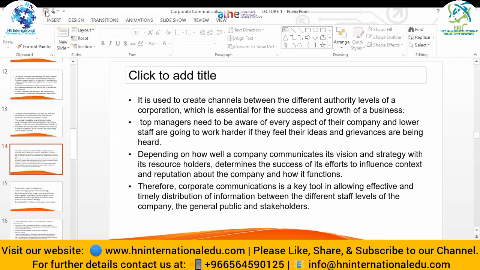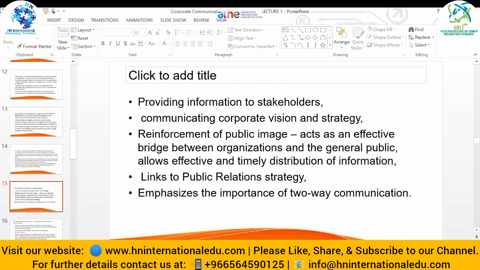Corporate communication is a key tool in allowing effective and timely distribution of information between different staff levels of the company, the general public, and stakeholders. Now, again, we have to be very sure that we have good AGMs, even after every month. Like in the UK, AGMs happen every month, and in Pakistan specifically, the annual general meeting goes on at the end of 30th December. You should have a very nice relationship with the general public and the stakeholders. There must be no void or vivid information which we haven't shared with them. Clear? Yes. Okay.